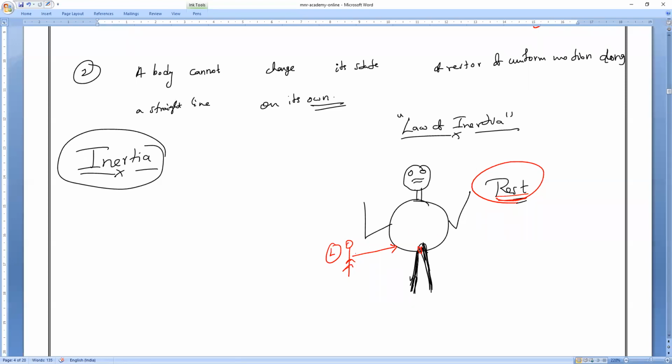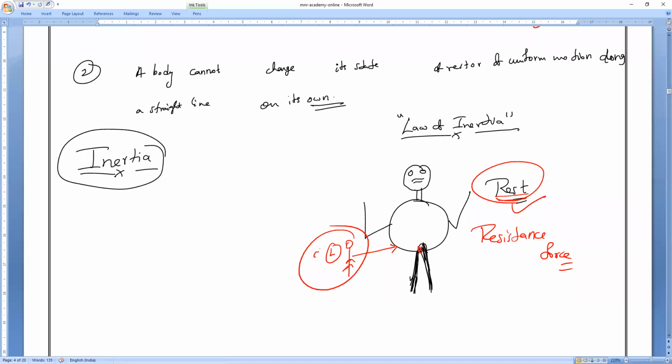So Lingesh failed to make him move. Why, guys? Can anybody tell? Because his resistance force is greater. Am I right or wrong? His resistance force is more than the force of Lingesh, so he is not able to move, because he wants to be in a state of rest.